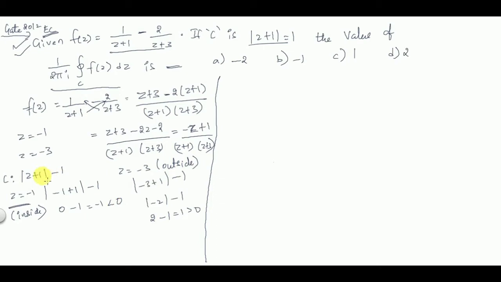So first of all, if you are given f of z, you have to see which singularity is inside and which singularity is outside the contour. That is the first thing which I have told you. Okay, so this is what you have to check first.